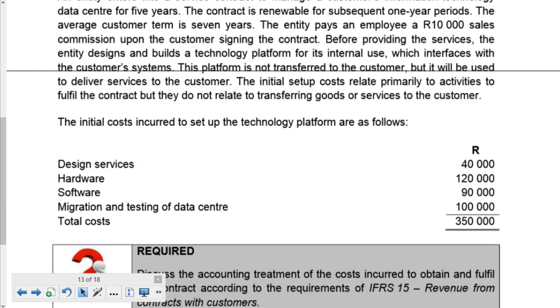Okay, so sometimes, I'm not going to look at this example. I think I copied it, but I don't think it's that important. Sometimes there are costs incurred and we can't yet recognize revenue. So we would recognize them as an asset as long as there was probability that we would be able to recover them at a later stage.